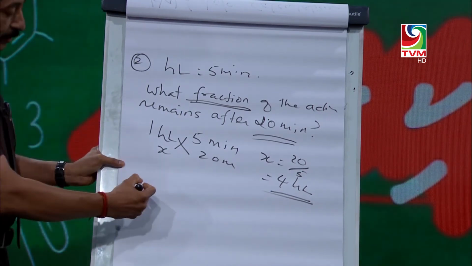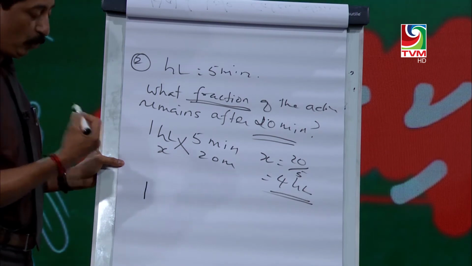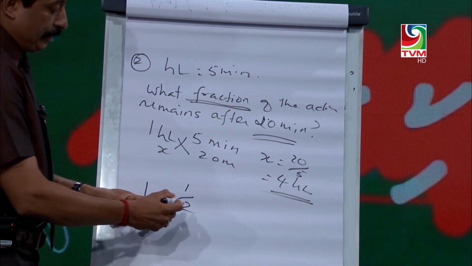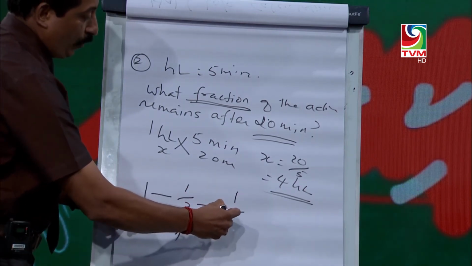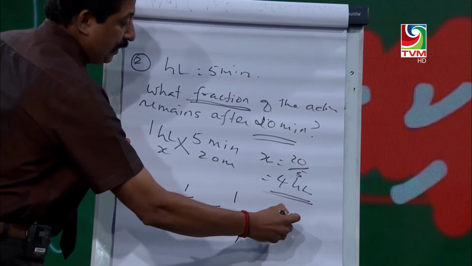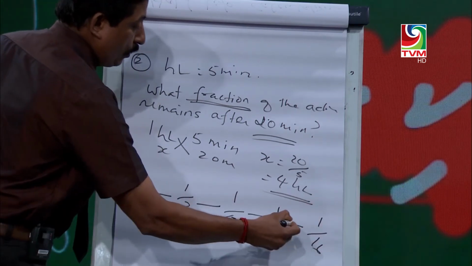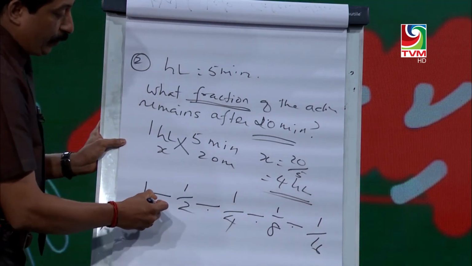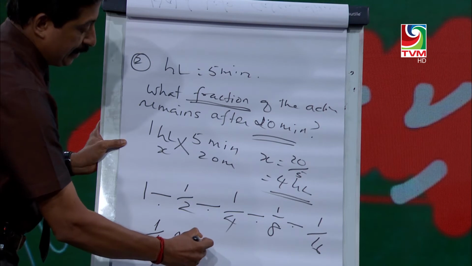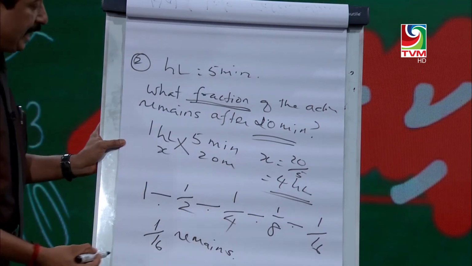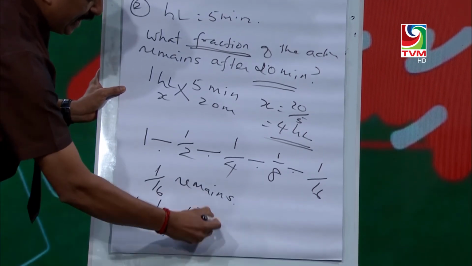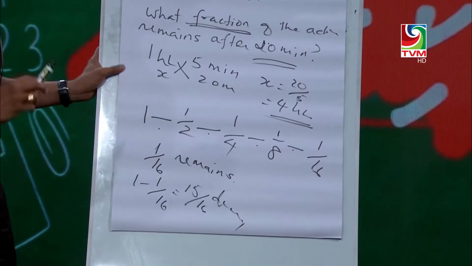The fraction begins with 1. Initially the activity is 1. It becomes half in 1 half-life. Again it decreases by half, that is 1/4. Then the third half-life, 1/8. Finally it becomes 1/16. Total 1, 2, 3, 4 half-lives. So what is remaining now? 1/16 of the activity remains. How much decayed? 1 minus 1/16, that is 15/16 decayed. So questions like that will also come. This is one type of question.